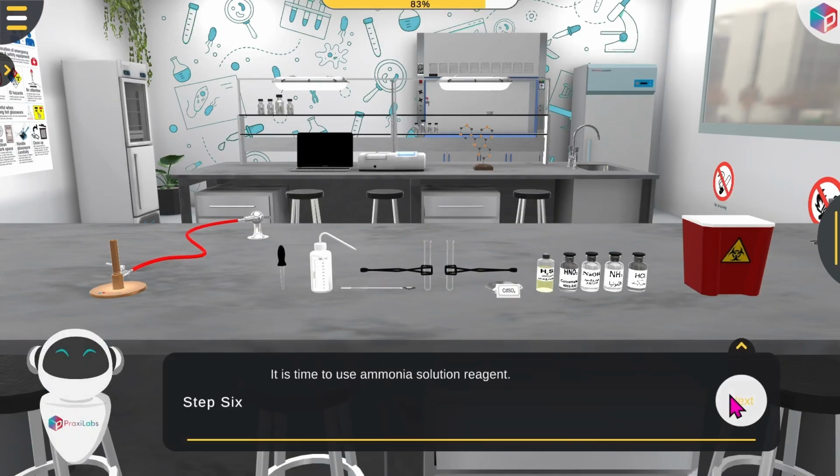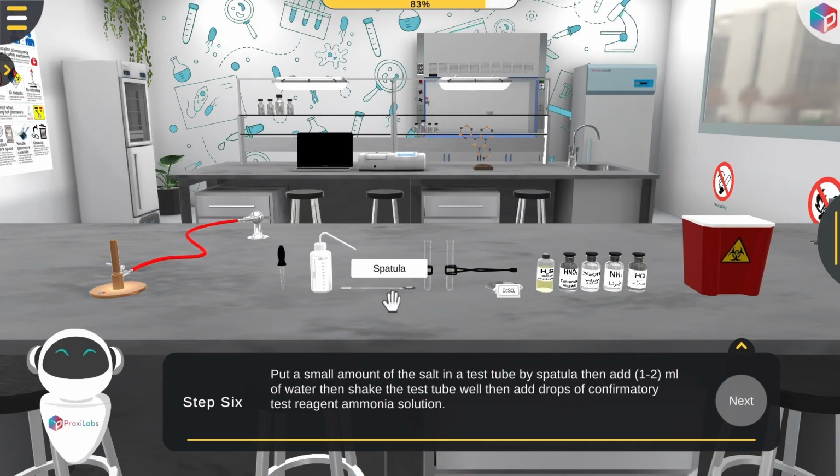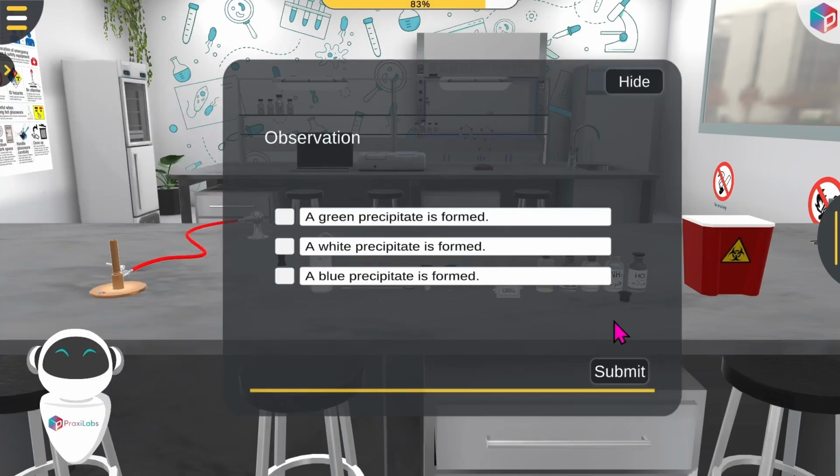Step 6. Put a small amount of the salt in a test tube by spatula. Then add from 1 to 2 milliliters of water. Then shake the test tube well. Then add drops of confirmatory test reagent ammonia solution. Observation: a white precipitate is formed.